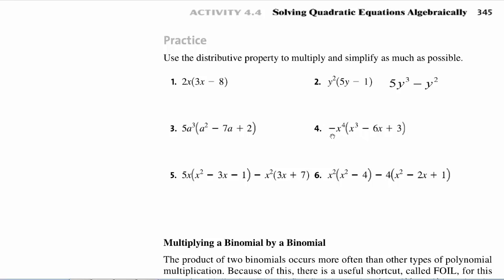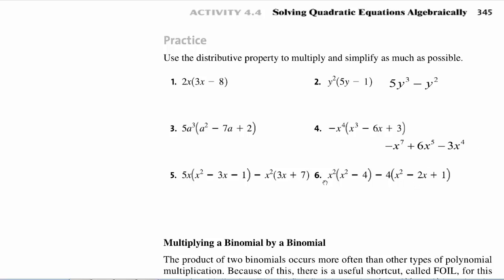Number 4, again, we're going to distribute this negative x to the 4th all the way through. And you can see the negative x to the 4th times x cubed is negative x to the 7. Negative x to the 4 times negative 6x is positive, right? Negative times a negative is a positive 6x to the 5th. Remember, there's no number above the x, so we assume it's a 1. So the 4 plus 1 gives me 5. And then we have negative x to the 4th times 3, which will give us negative 3x to the 4th. And we can't combine any of these terms because the exponents are different, right? We do not have like terms here.